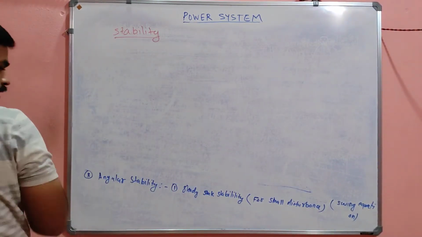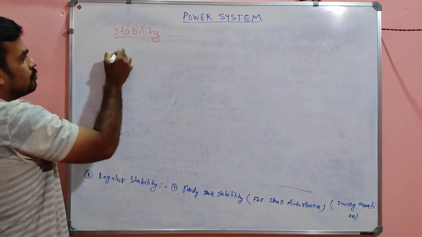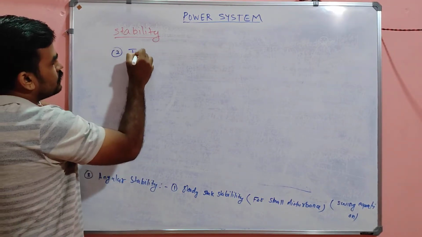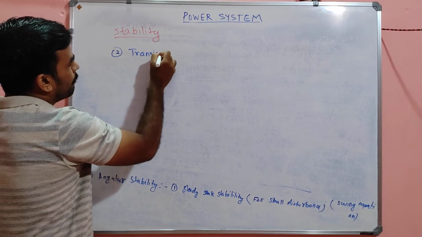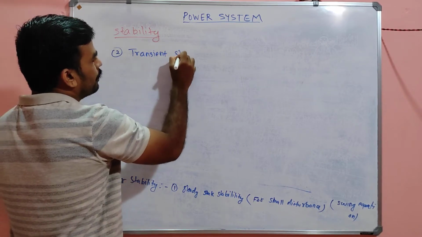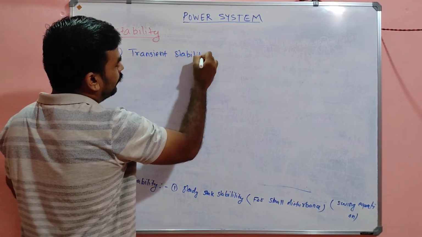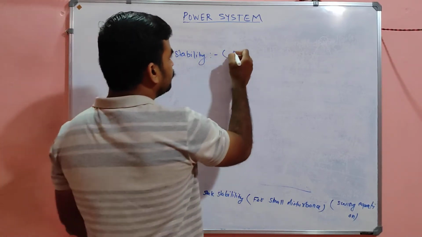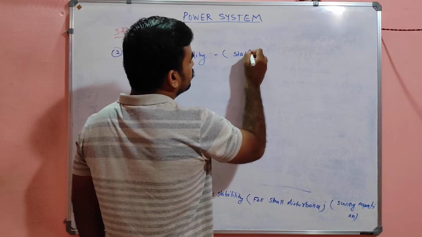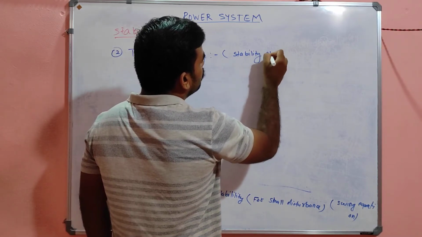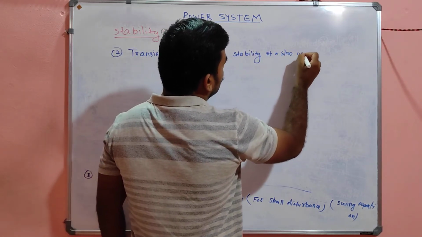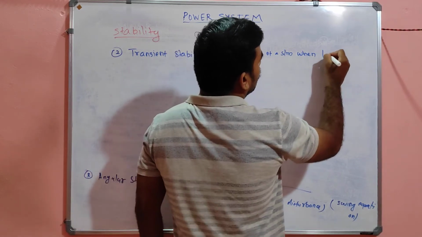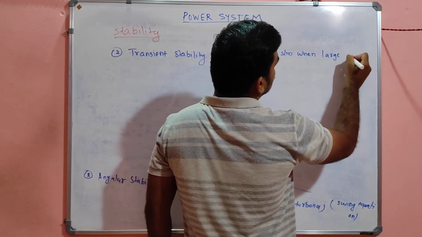The second stability is the transient stability. And transient stability is, my dear, the stability of a system when a large disturbance is given.